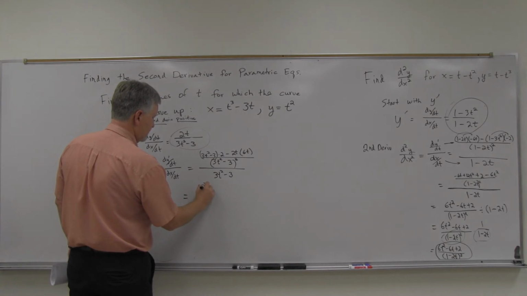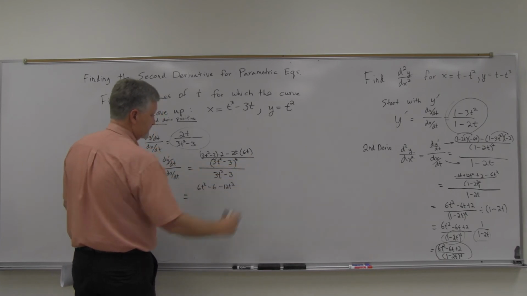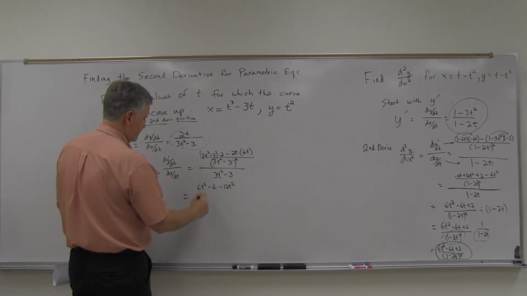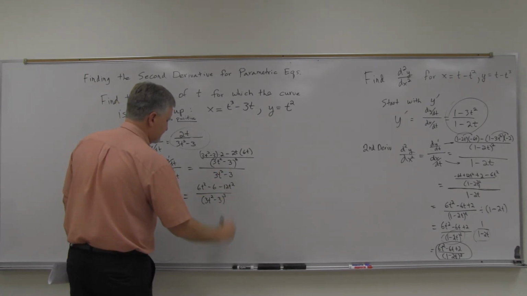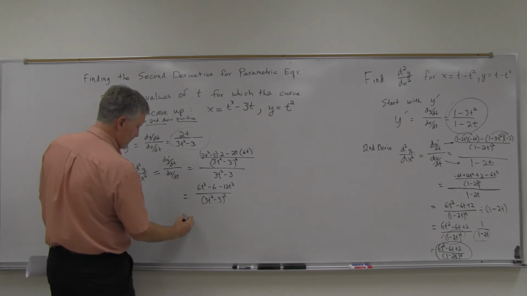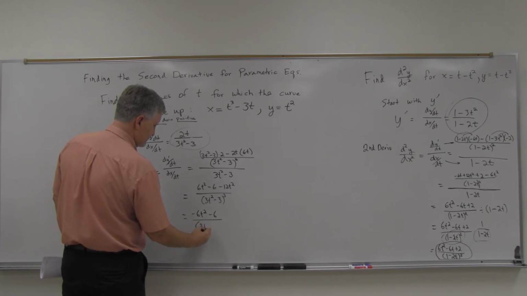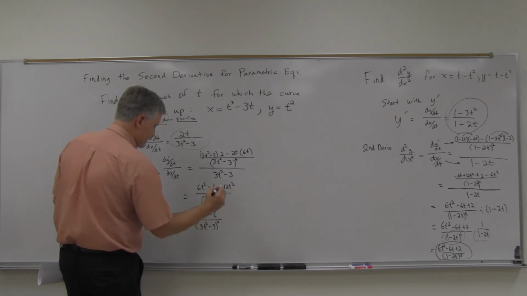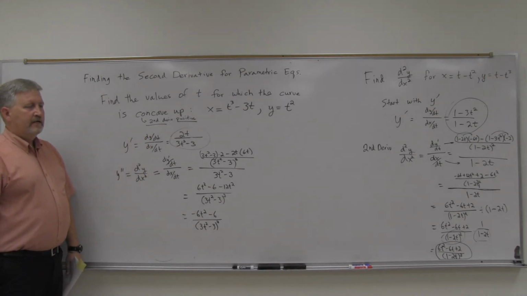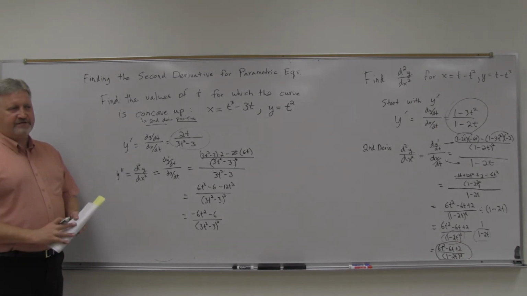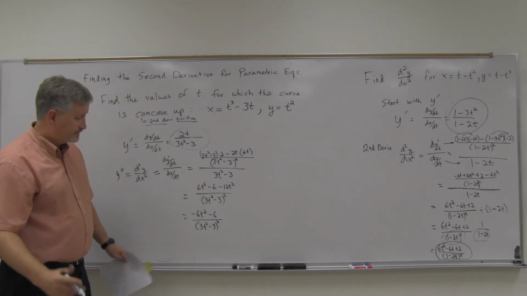All right, so what do we got? 6t squared minus 6 minus 12t squared. And because you're dividing by that and the reciprocal thing and all that, the bottom is going to be 3t squared minus 3 cubed. Negative 6t squared minus 6 over 3t squared minus 3 cubed. That's the second derivative. All right, but the question was, where is this concave up?